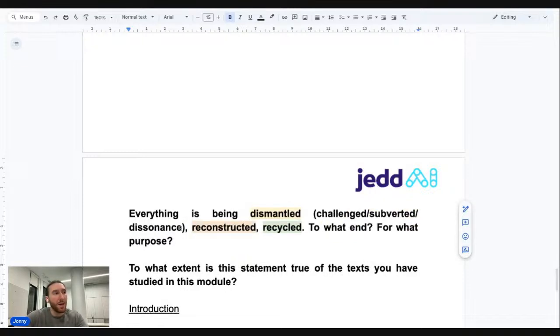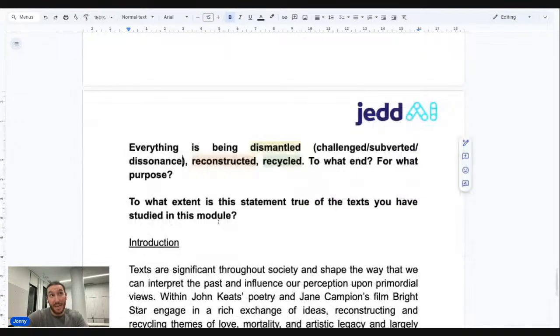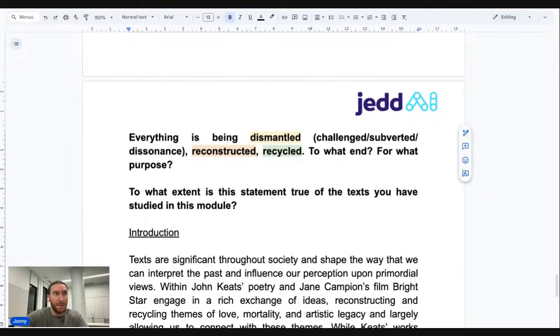Okay. So I'm trying to think of all the things that would relate to dismantling that I might have already included in my essay response, especially if I was seeing this in an exam and I had a draft piece. And then I would see reconstructed. Reconstructed is less about challenging, subverting, and dissonances, but it is certainly about transforming something. Dismantling is breaking it apart. Reconstructing is now renewing. It's coming up with a different version of it to appease your contextual value, right? So it's for a different context. It's for a different audience.